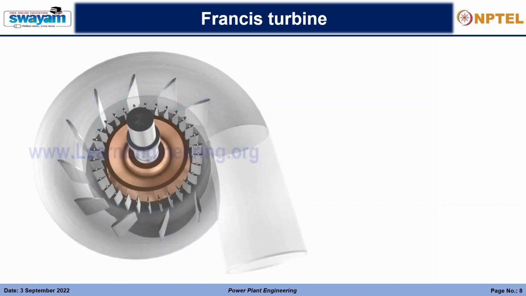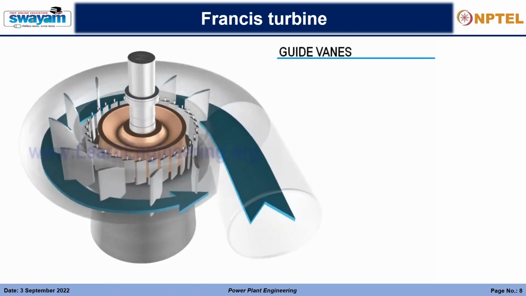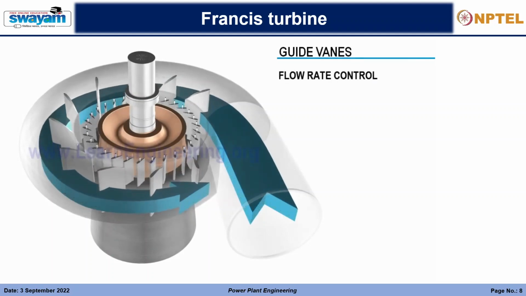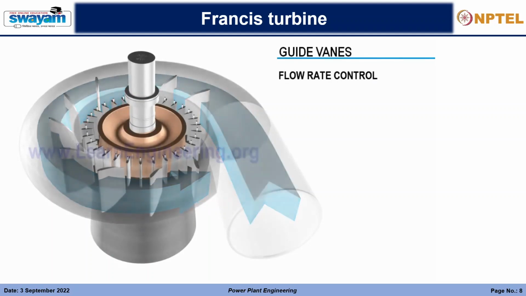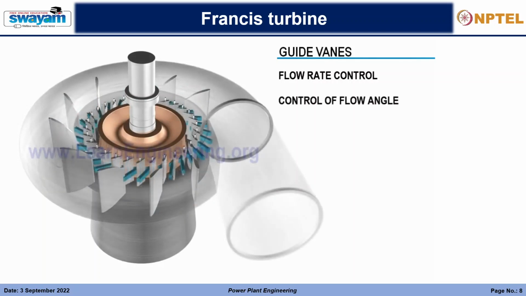Demand for power may vary over time. The guide vane mechanism is used to control water flow rate and make sure that power production is synchronized with power demand. Apart from controlling flow rate, guide vanes also control flow angle to inlet portion of runner blade. Thus, guide vanes make sure that inlet flow angle is at optimum angle of attack for maximum power extraction from fluid.